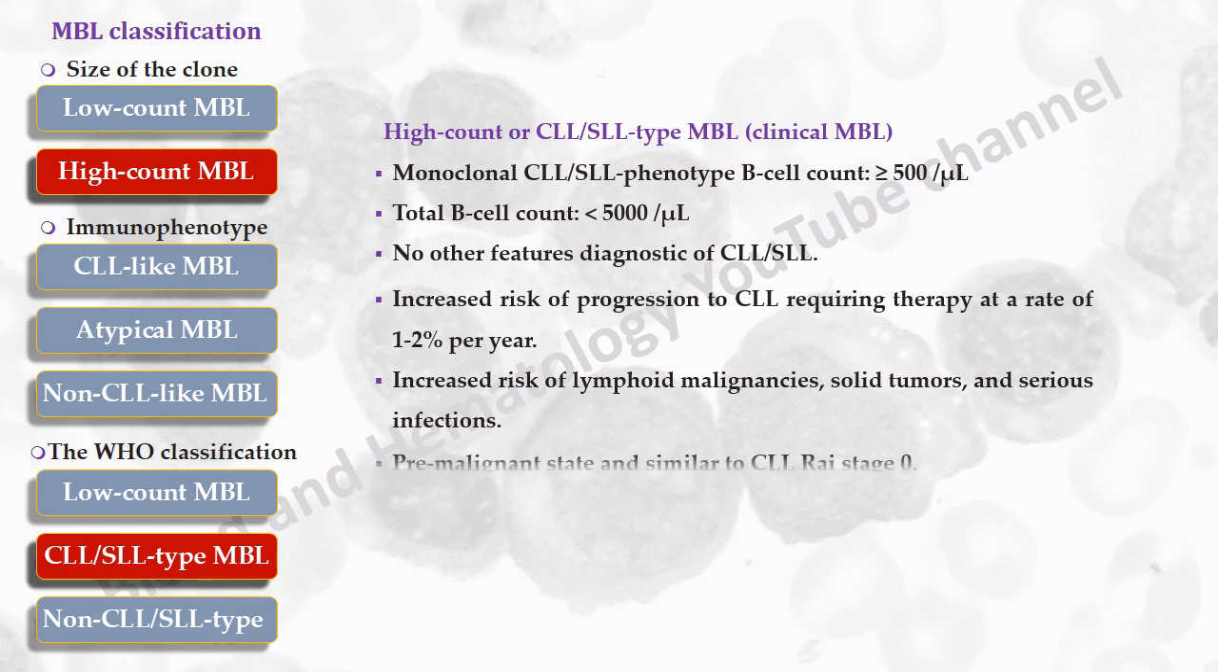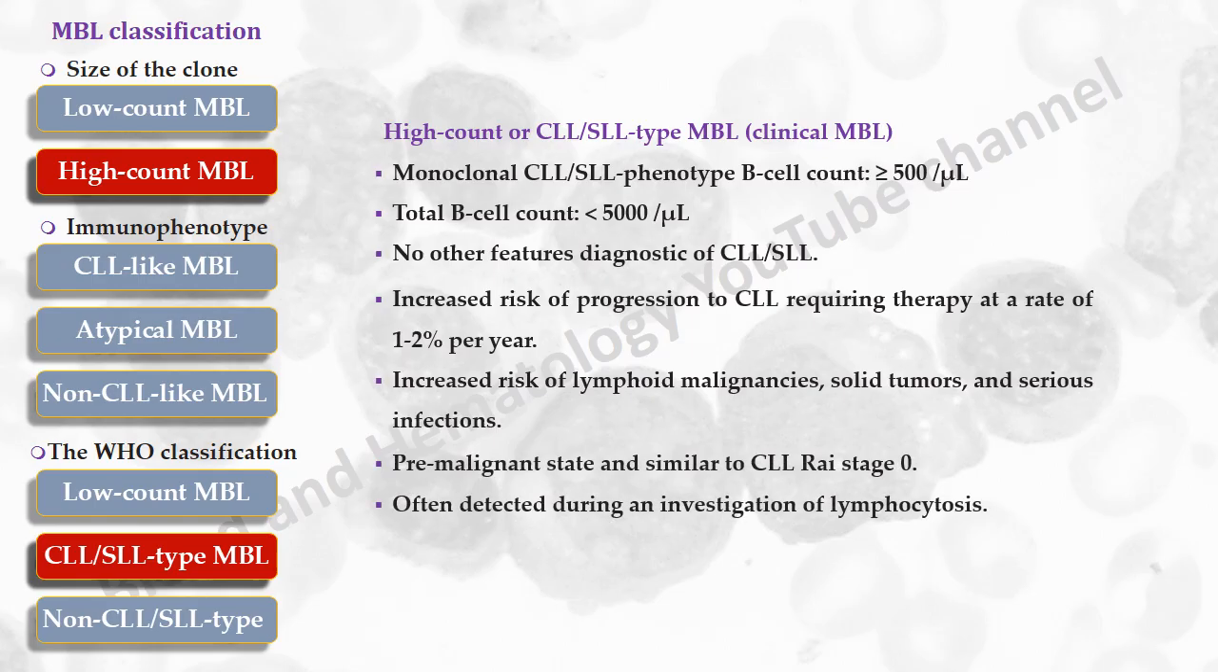High-count MBL is thought to be a pre-malignant state, and many of its biological characteristics are similar to CLL Rai stage 0. High-count MBL is also called clinical MBL because it is often detected during an investigation of lymphocytosis. The median number of B cells is around 3,000 per microliter.